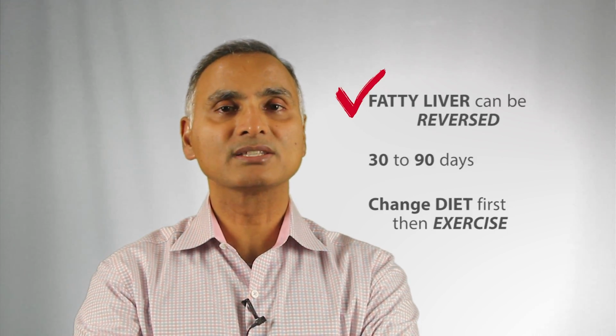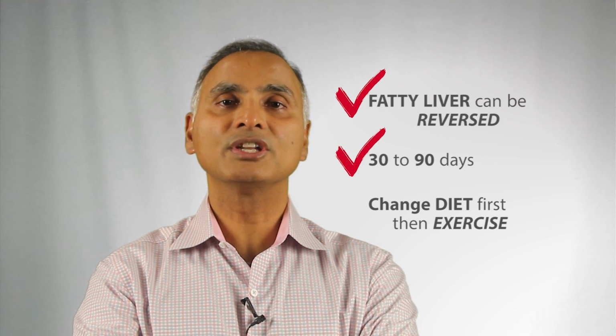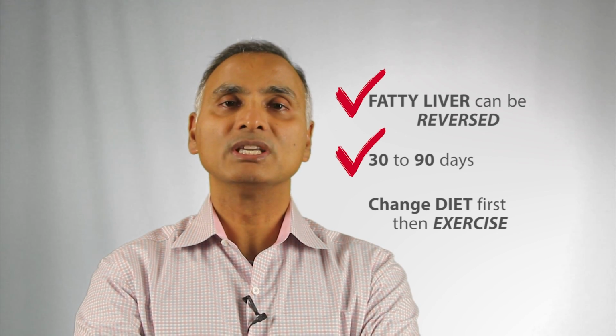There are so many other misconceptions or advices which are given to people about fatty liver and how to reverse it. The answer is very simple. Can fatty liver be reversed? The answer is yes. How long does it take to reverse fatty liver? In less than 30 to 90 days. What should I do? Change the diet.